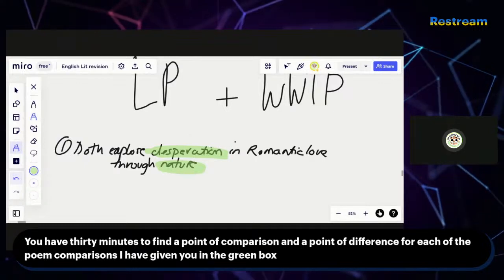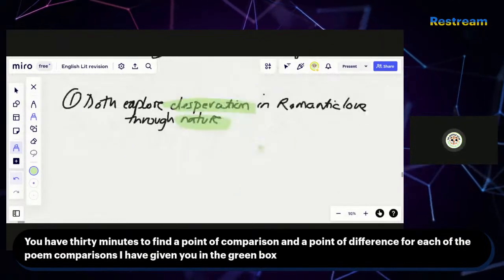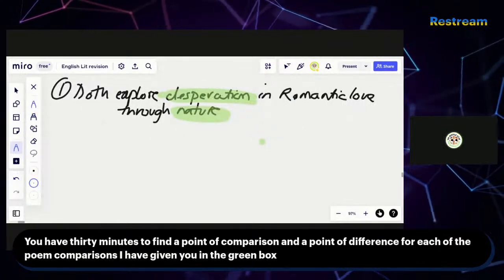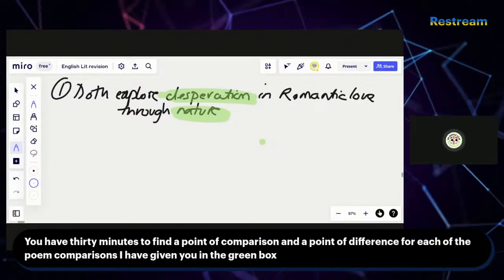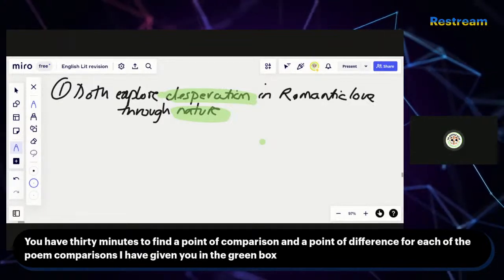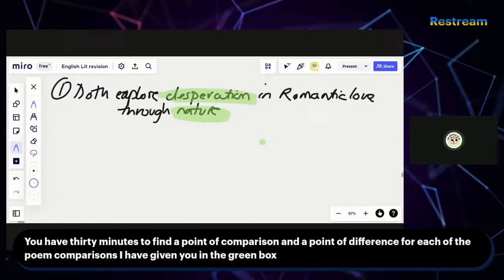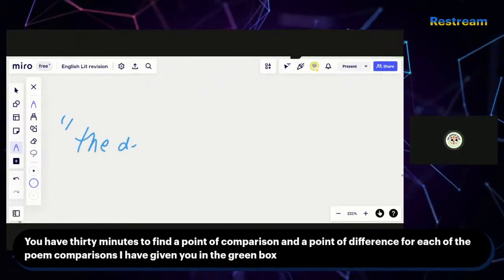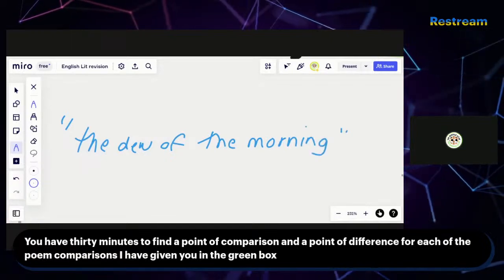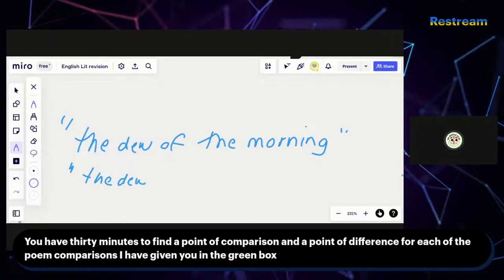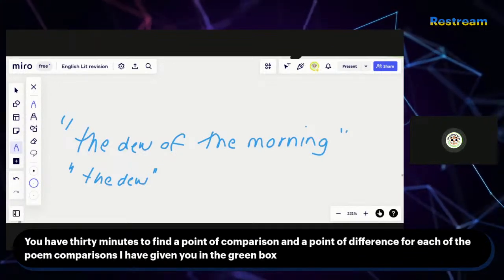So both explore desperation. So let's see, how is this achieved? The first way this is achieved is in Love's Philosophy. We sense this idea of the dew of the morning, the dew. There's a constant repetition of the dew of the morning, and the dew. So this is the last remaining evidence. This love no longer exists.